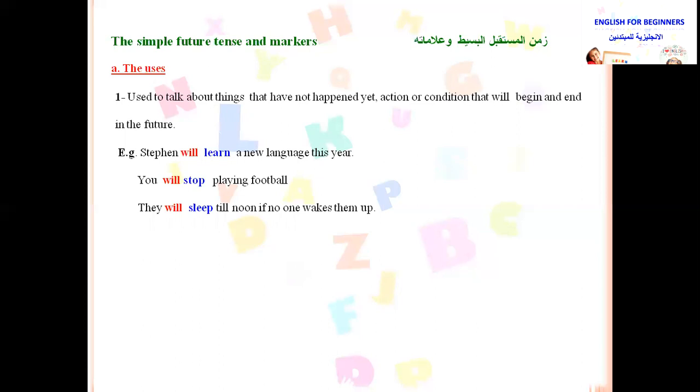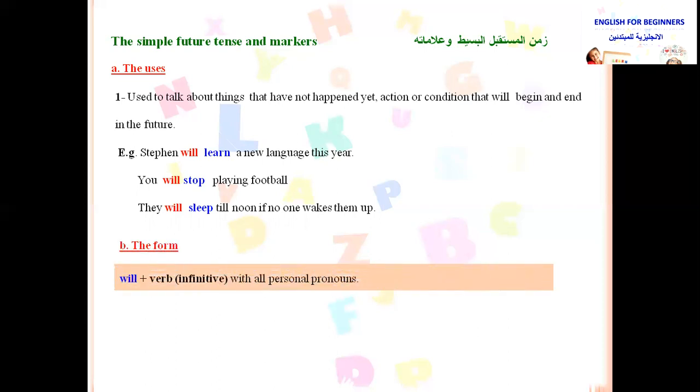Stephen will learn a new language this year. For the coming future, it's a near future. So this year is the marker of the future simple. The second example: you will stop playing football, which means now you are playing, and later on you will stop playing it. The last one: they will sleep till noon if no one wakes them up.